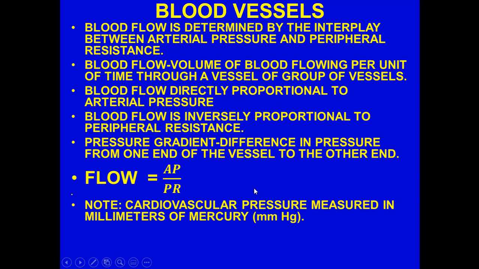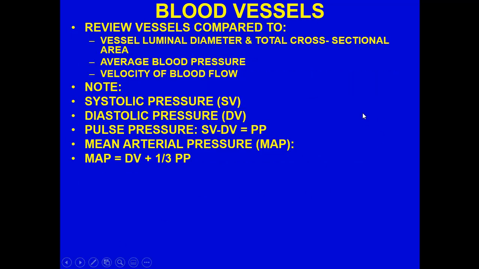Okay? When we have a pressure gradient, that's a difference in pressure from one end of the vessel to the other. Now, cardiovascular pressure is measured in millimeters of mercury. That's mmHg. You want to take time to review vessels. And when you do that, the review is based on comparing the vessel luminal diameter and the total cross-sectional area, the average blood pressure, and the velocity of flow.